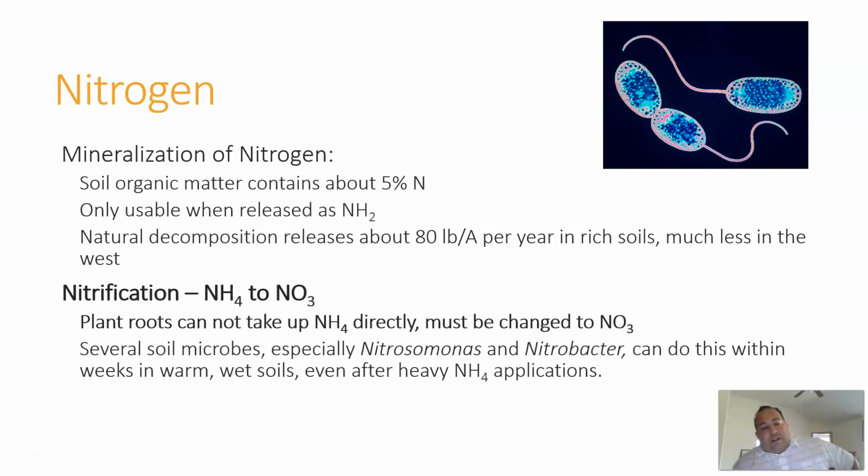So we have nitrification. That's when ammonia becomes nitrate. Plant roots cannot take up ammonia directly. It has to be changed into this other form, the NO3 nitrate form. You have several soil microbes, and the two examples that we give here are Nitrosomonas and Nitrobacter. They can do this within weeks in warm, wet soils. It takes longer if it's not a warm, wet soil.